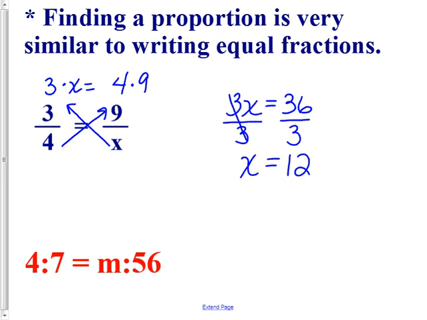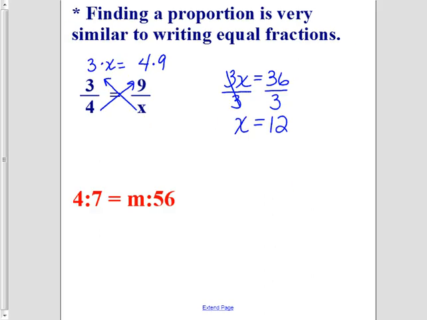Another example of this, a ratio of 4 to 7 is equal to a ratio of m to 56. Well, I need to set this up in fraction form, otherwise I'm not going to be able to work it out. I could work it out without doing that, but it's going to be a little easier this way. A couple different ways I can do it. Probably the quickest way when you look at this one is to say, oh, 7 times 8 is 56. Therefore, 4 times 8 is 32. So m must equal 32. That's one way you could do this.